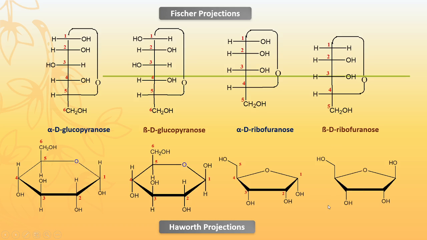This one again is the beta D-ribofuranose. The structure for the Haworth projection is like this. This OH and this oxygen are on the same side. Therefore, this is the beta D-ribofuranose. So, these are the structures for the sugars in the Fischer projection as well as in the Haworth projection.